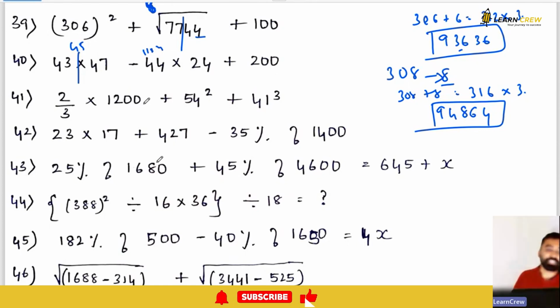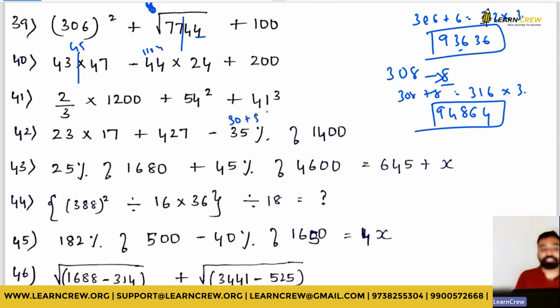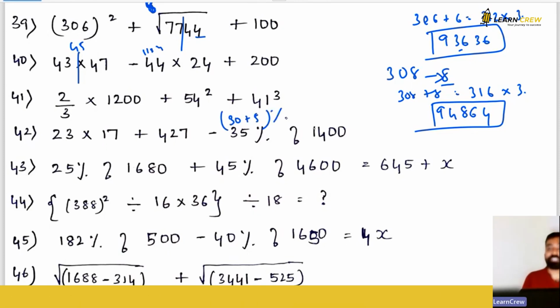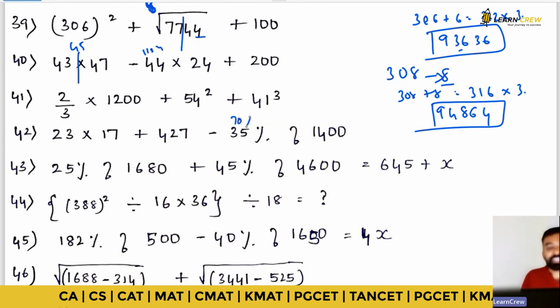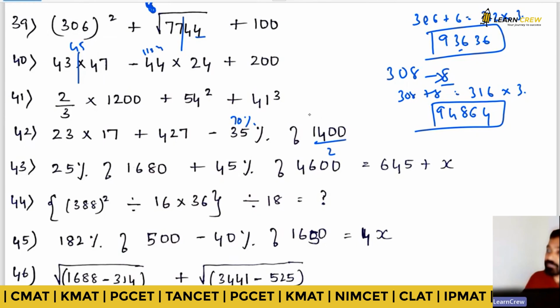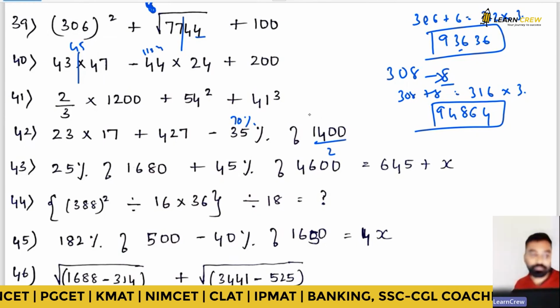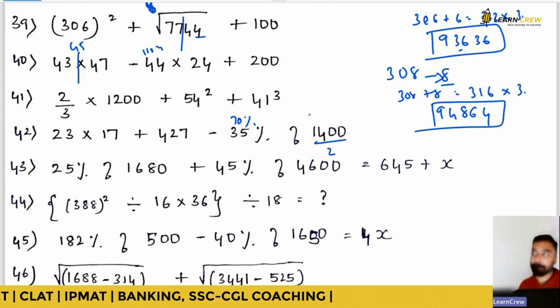Okay. What is 35% of 1400? Split the percentages: 30 plus 5%. What's 10% of it? You can do it. Otherwise, if you do not want to do it with 35, multiply it by 2. It becomes 70% of 14 into 30, because 1% of 1400 will be 14.